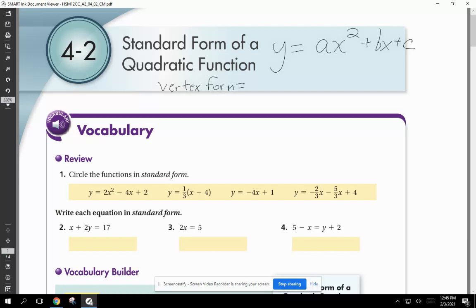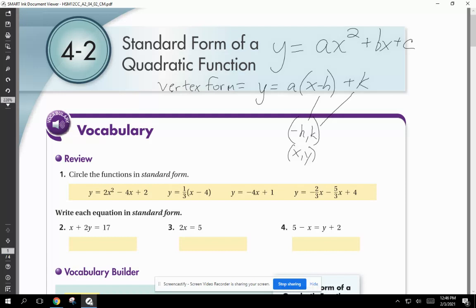the vertex, and that equals y equals a parentheses x minus h squared plus k, where this is negative h and this is k, equals your x, y of your vertex.